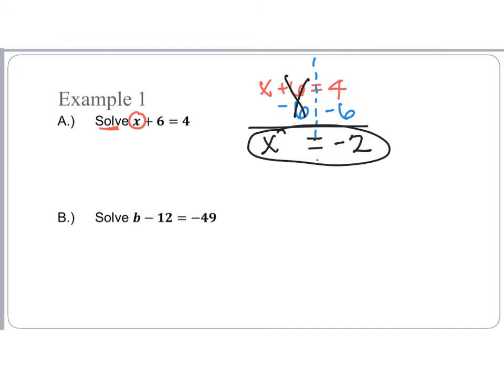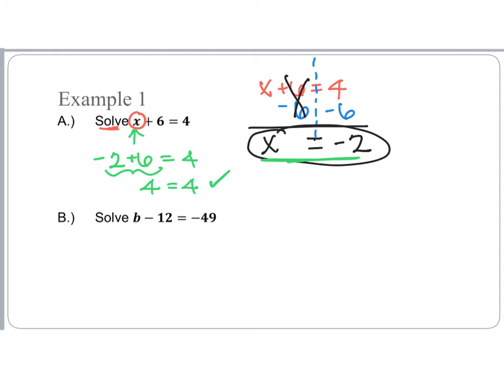Now I can go ahead and double check this if I want to by plugging that negative 2 in for x right here. So if I go negative 2 plus 6, I should end up with an answer of 4. When I add negative 2 plus 6, I do get an answer of 4, and 4 does equal 4, so that tells me that I'm on the right track and x really does equal negative 2. So let's try the same approach for problem B.